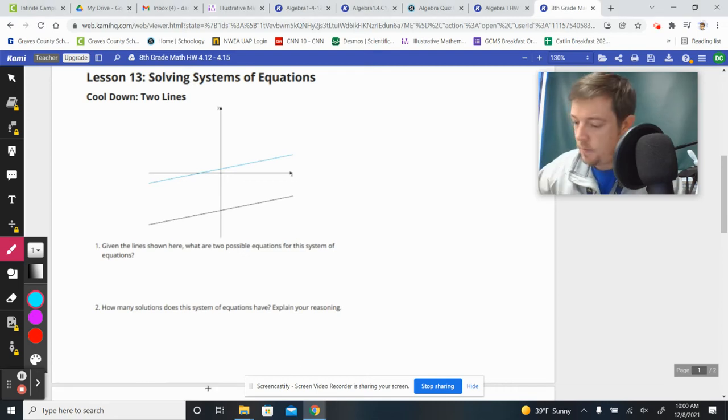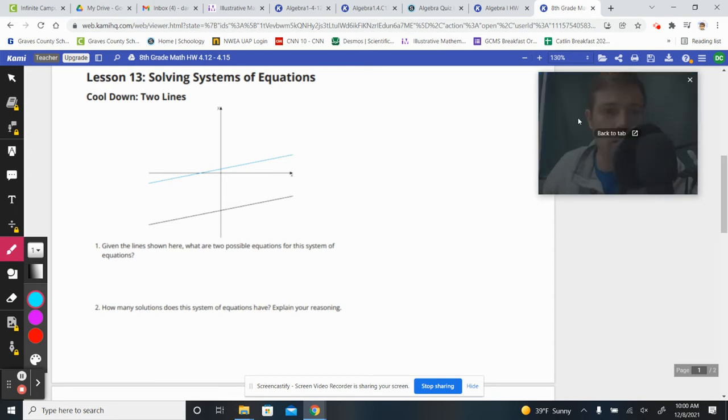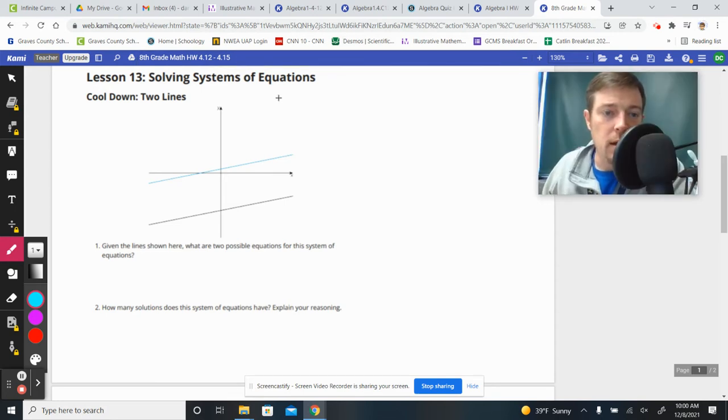Eighth grade math, Mr. Catlin here with lesson 13 on your homework for this week in 412 through 415. And we're solving these systems of equations. We're looking at two lines on a graph, and given these two lines, it wants us to give some possible equations that represent this system.